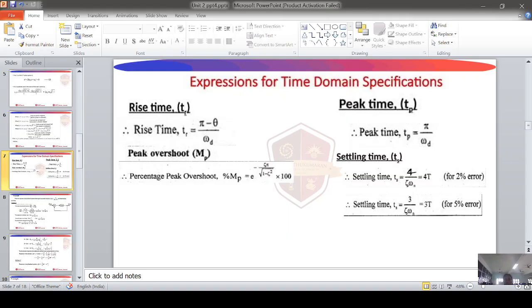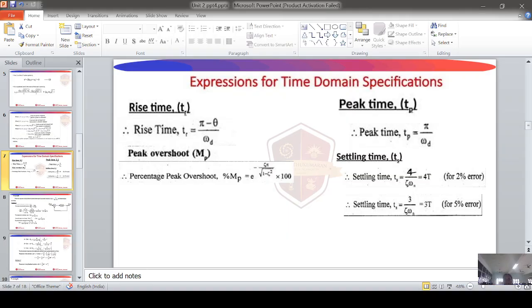Then maximum overshoot. Maximum overshoot is the amount by which the response exceeds the final value. It is usually expressed as a percentage. High overshoot indicates lower damping. Percentage Mp is equal to e power minus psi pi divided by root of 1 minus psi square, into 100.